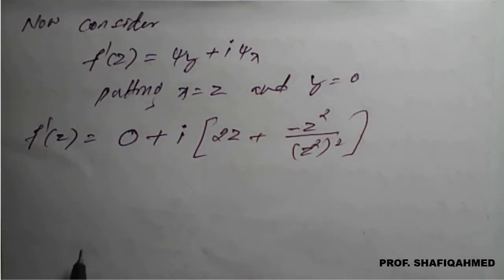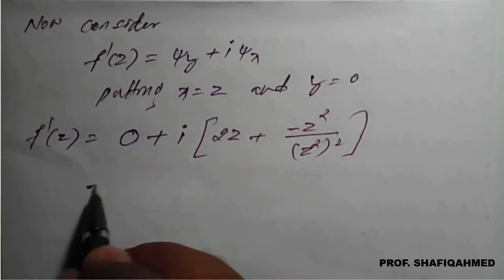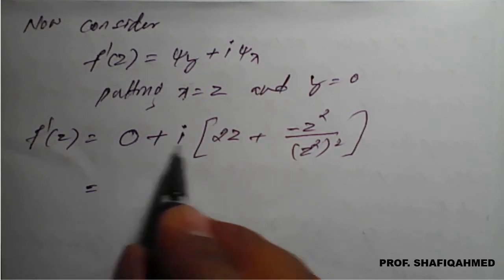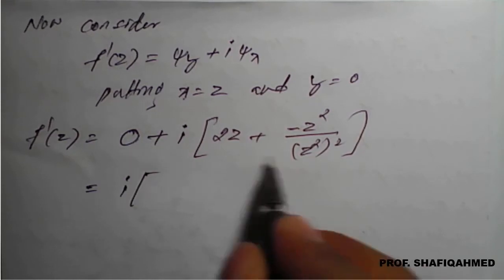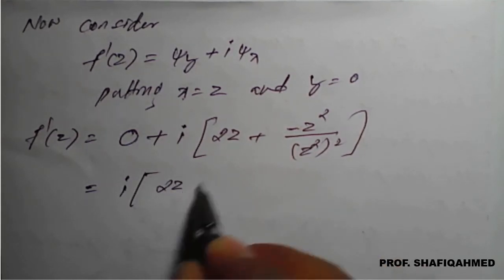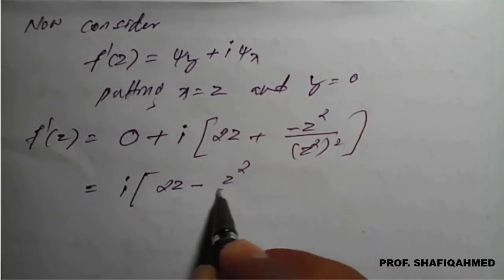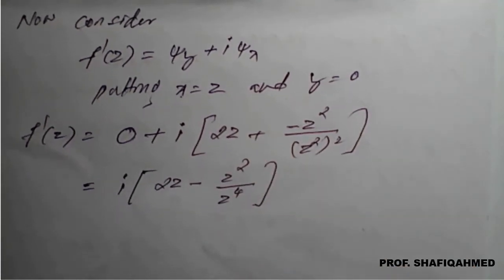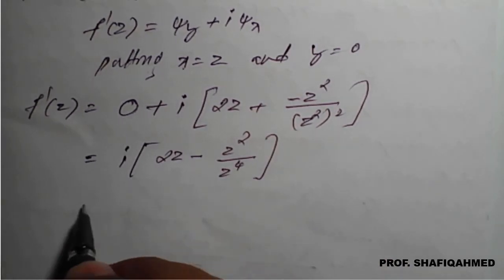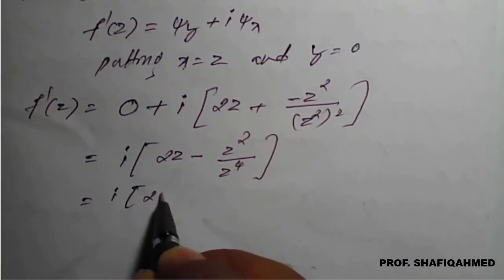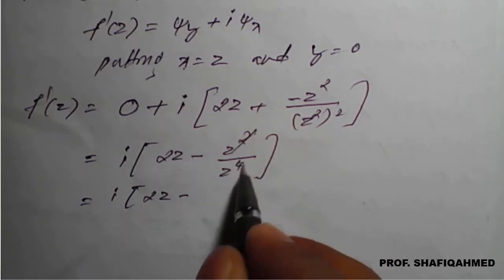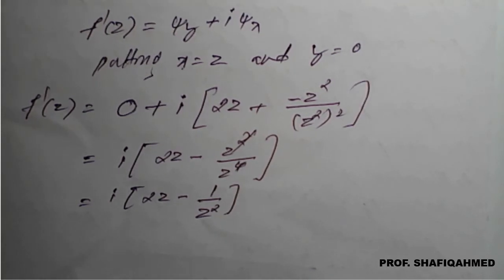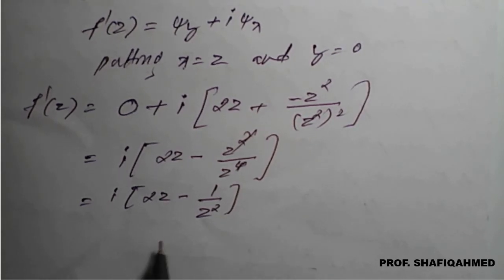Okay, if you apply there y is 0 and x is equal to z, you will get psi of x this much. So 0, leave it, plus i times, you rearrange this, so it will become 2z, plus into minus is minus, z square divided by z square whole square will become z raised to 4. So again on simplification, this term will become i times 2z minus z square, and among this z square cancels, 1 upon z square left here. So this is the term we got now.